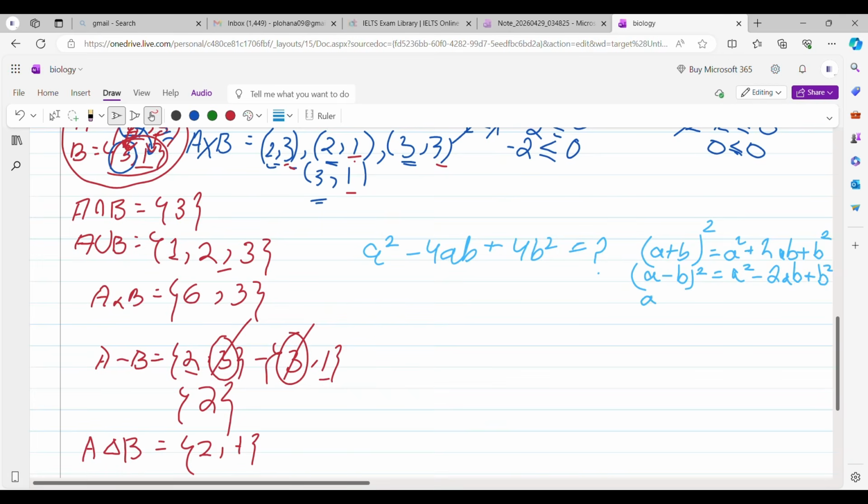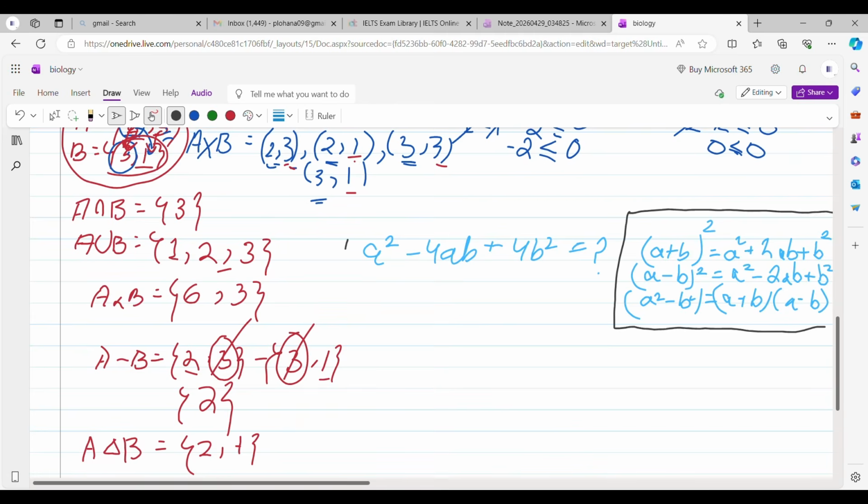And the third formula that you study is a square minus b square. That is always equal to (a plus b) and (a minus b). So these three formulas are very, very common. Whether you are a math student or not, you must know these three formulas.